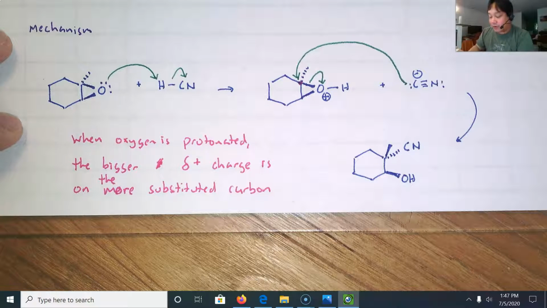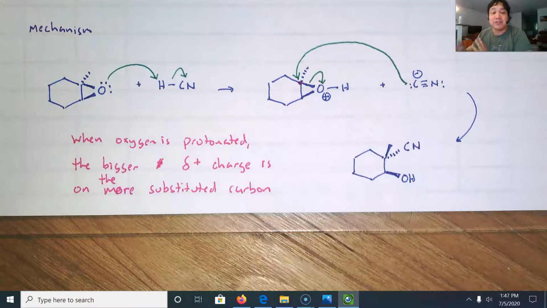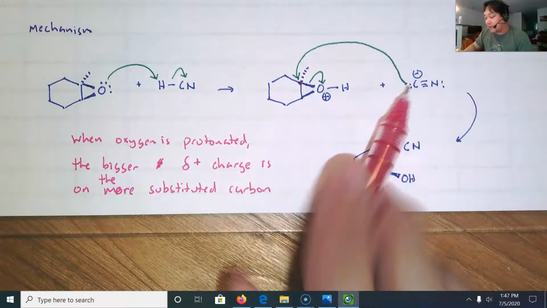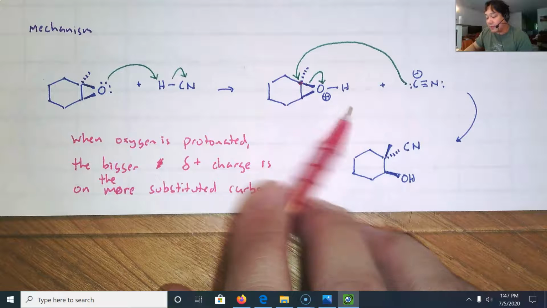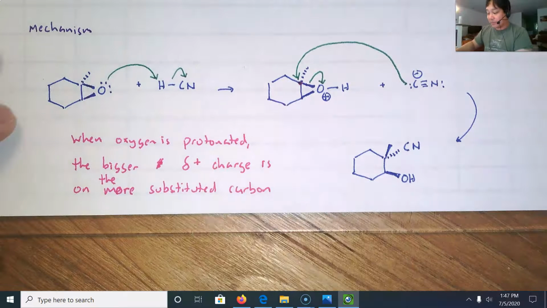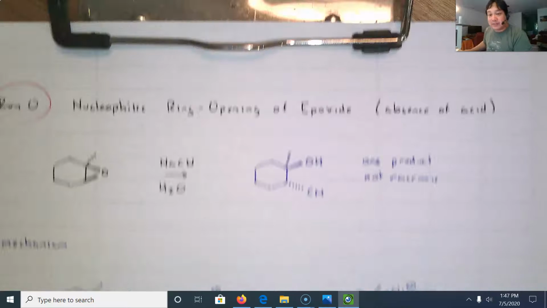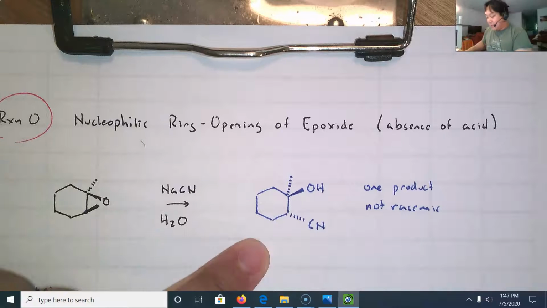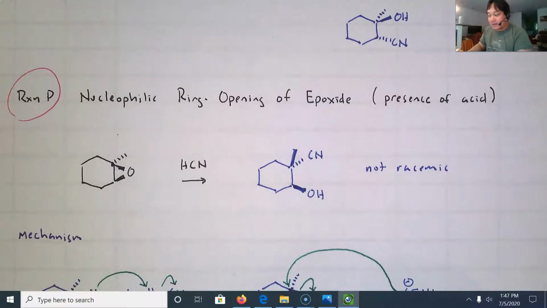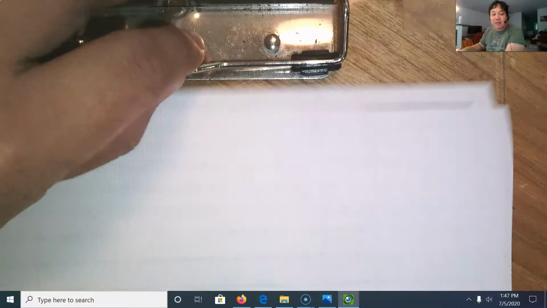The bigger the partial positive, the more attractive it is to your negative. Okay, opposites attract. So we can predict where this cyanide is going to be attracted to more. It's going to be attracted more to the carbon that has a bigger partial positive charge. And that's it. On this one page, we're able to look at nucleophilic ring opening in the absence of acid, okay, and then in the presence of acid. What's the hard part? The hard part for this set of two reactions is, well, what are the other types of nucleophiles that we have to recognize?